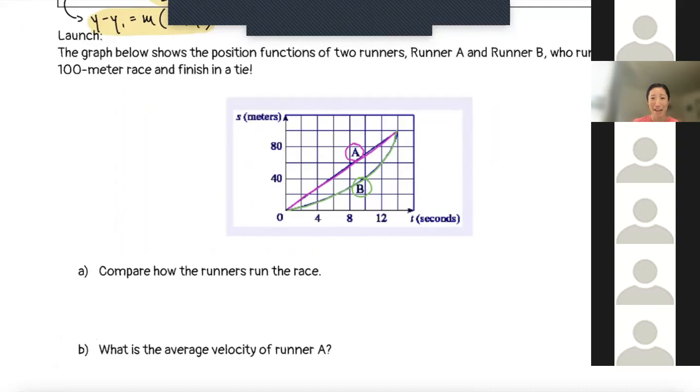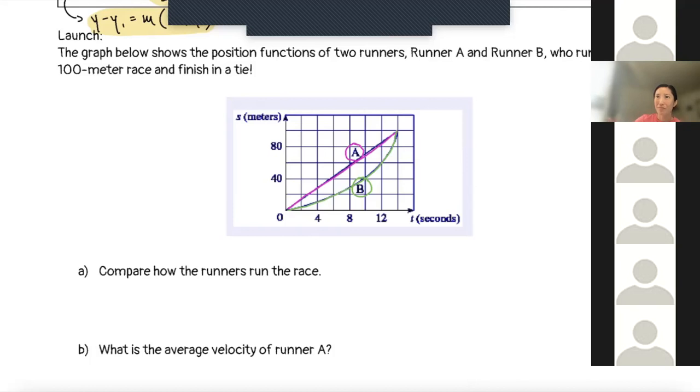So we've got runner A and runner B. I'm wondering if we can take a look at question A, which says, compare how the runners run the race. In other words, runner A and runner B finish at the same time, but tell me about their race. Tell me how they're running. I'll give you a moment to think about that. You can either unmute yourself or throw it in the chat. It's okay if you still have sleepy voice and would prefer to chat.